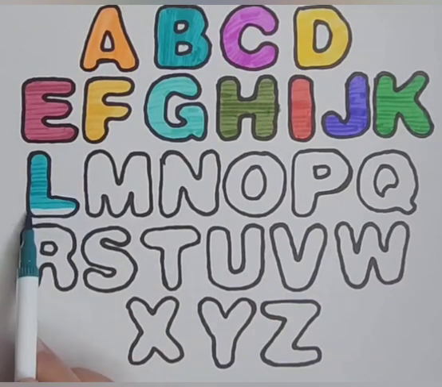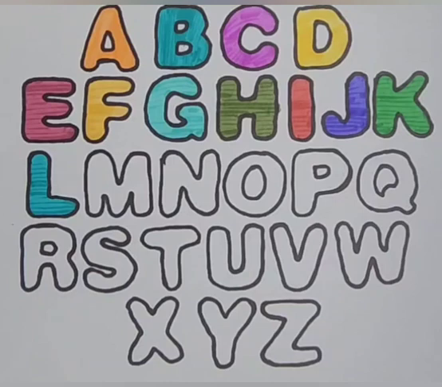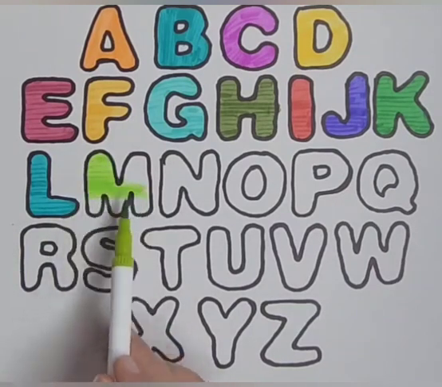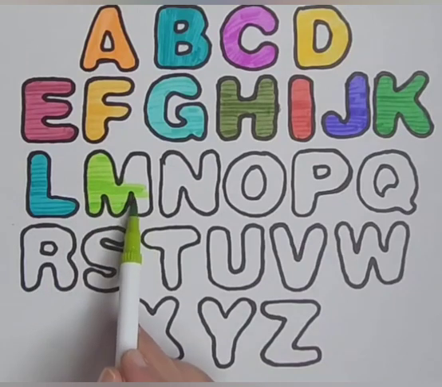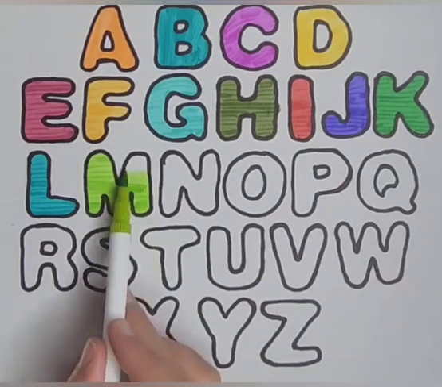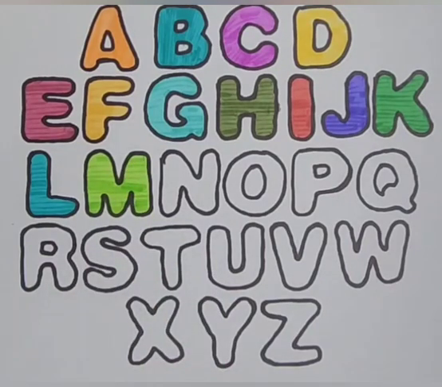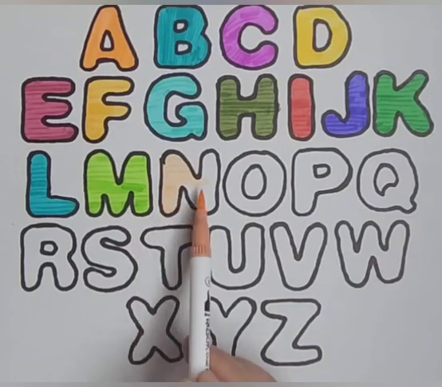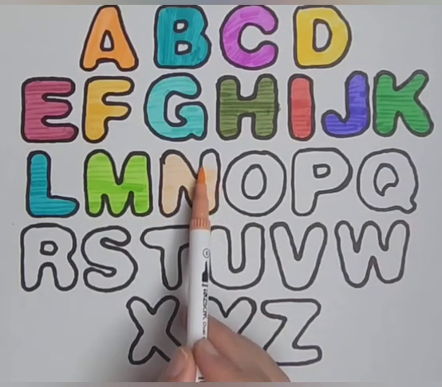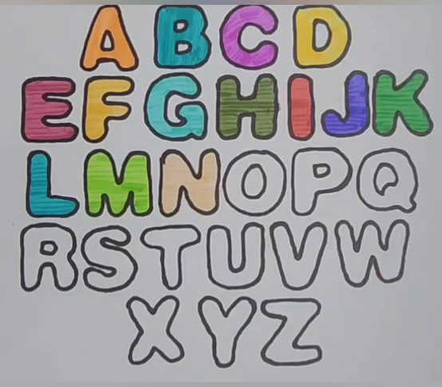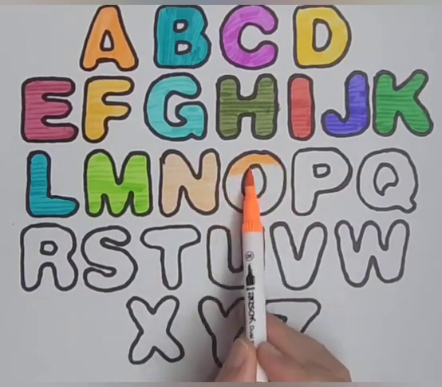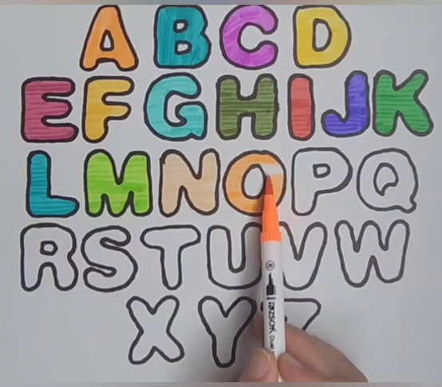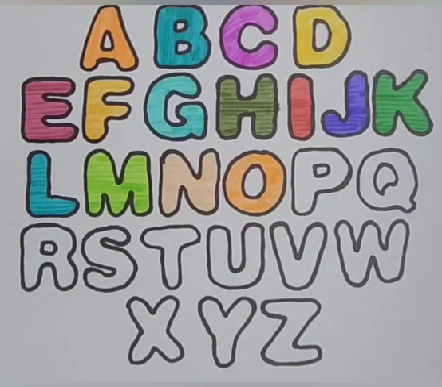Sea green L. L is for lemon. Parrot green M. M is for monkey. Skin colored N. N is for nose. Orange O. O is for onion.